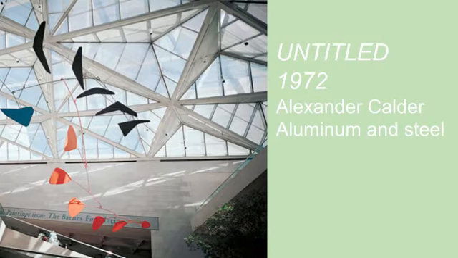Now, there are actual sculptures or works of art that move in space. These works of art or sculptures are called kinetic art, spelled K-I-N-E-T-I-C. This is an example of kinetic art by Alexander Calder. This piece called Untitled is right now installed in the National Gallery of Art in Washington.